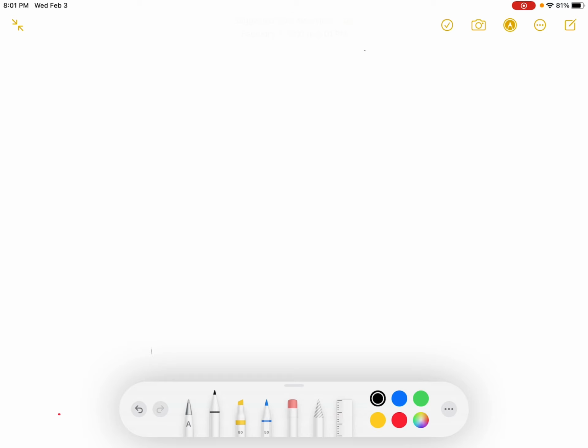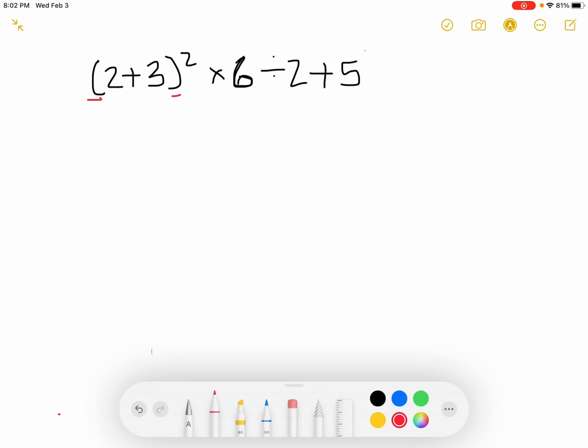So let's think of an example. This is just going to be an expression, not an equation. Let's say we have (2 plus 3) squared times 6 divided by 2 plus 5. How do we solve this? Well, let's use PEMDAS. First, parentheses. Do we see any? Yes. So we first have to do what's in the parentheses. That's 2 plus 3, so that's 5.